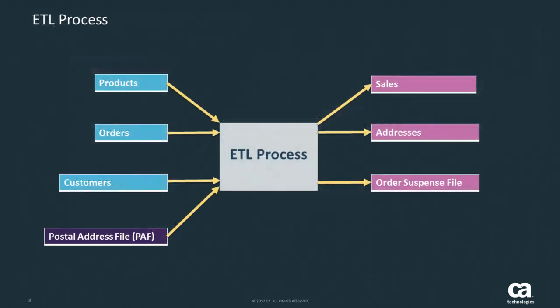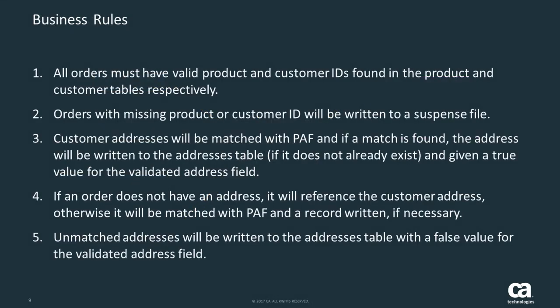Here's the process in overview. We have the three input files plus the reference data in the PAF, and the three output files: sales, addresses, order suspense files. Now there are some business rules that have been drawn up to manage the transformation process, and you can see if I walk through them quickly.